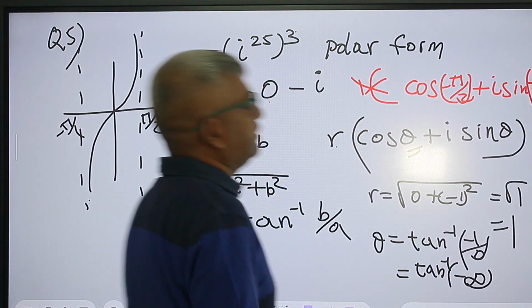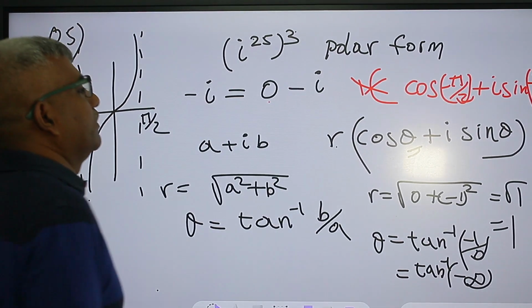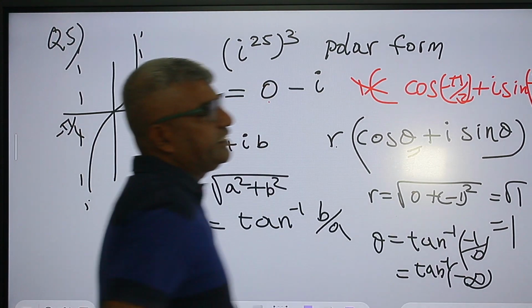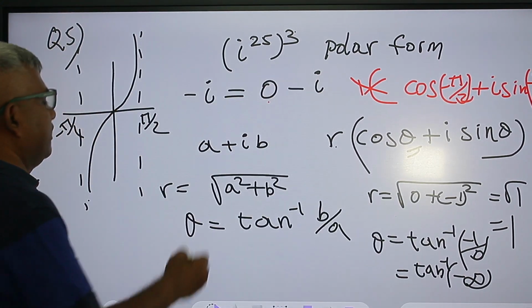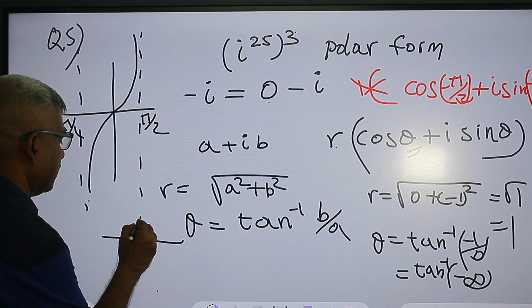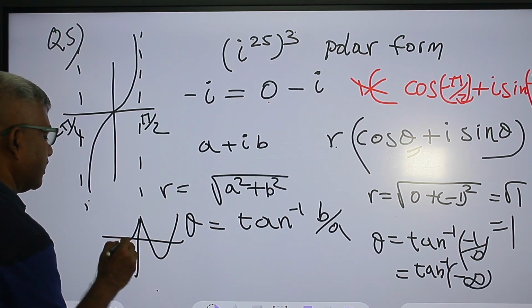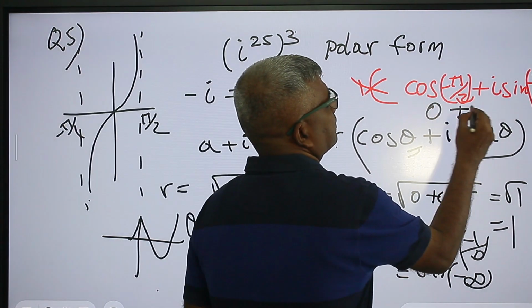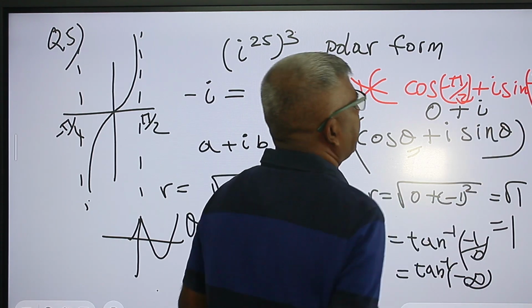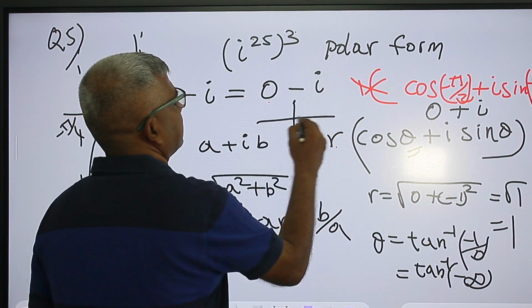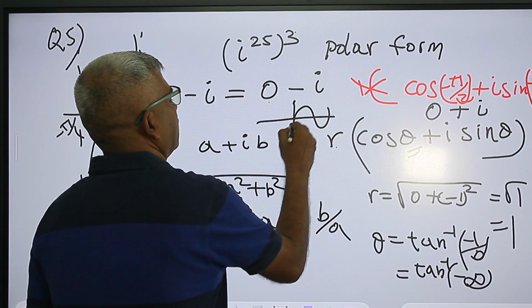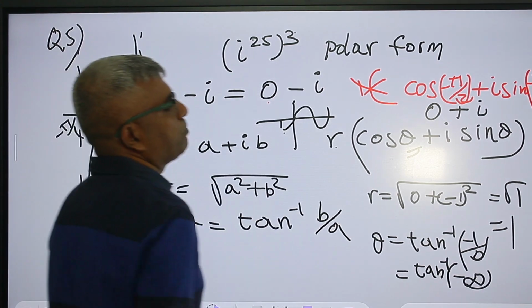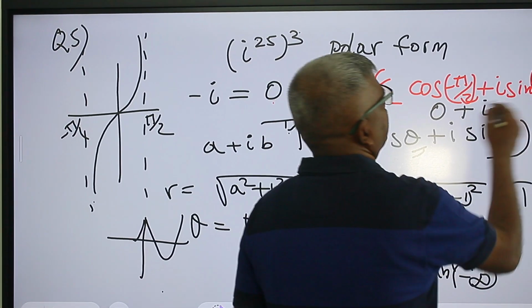Can we stop like this? No. Because cos minus 90 is what? What is cos 90? This cos minus 90 is 0. 0 plus I sin minus 90. Sin minus 90 is what? This is a minus 90. It is minus 1. So this is minus I.